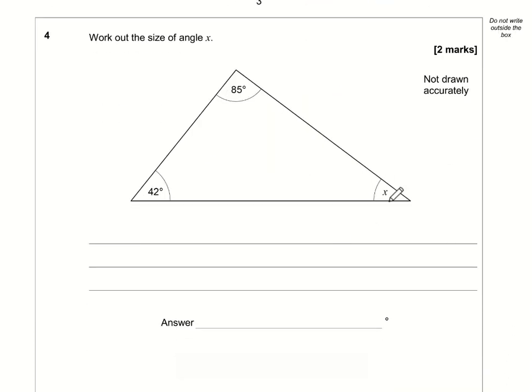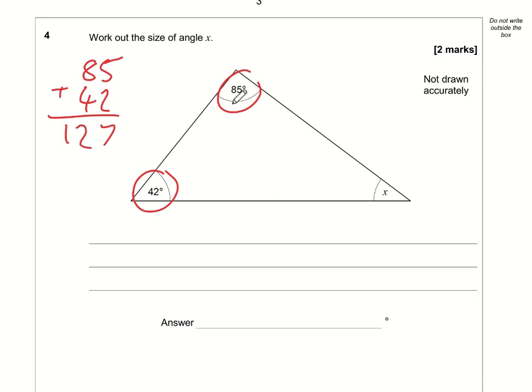Question number 4, we want to work out the size of angle x. Well, here we've got a triangle and the angles in a triangle add up to 180 degrees. So what have we got already? We've got 42 and 85. So 85 plus 42 is 5 plus 2 is 7, 8 plus 4 is 12. So far we have 127 degrees of the 180, so x is going to be the difference.